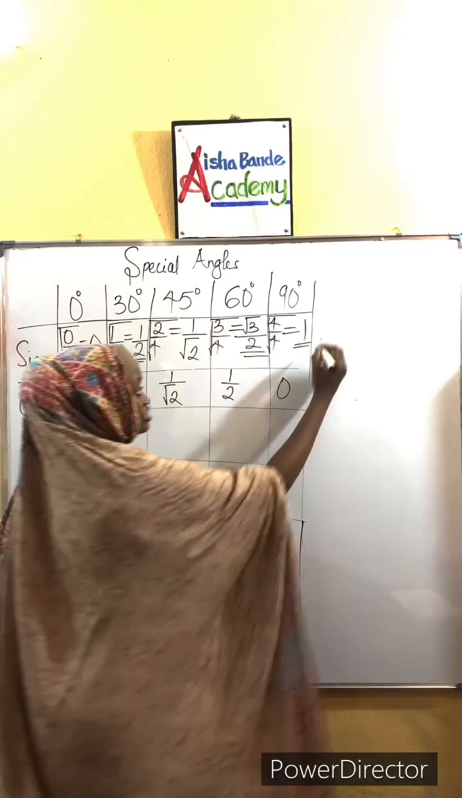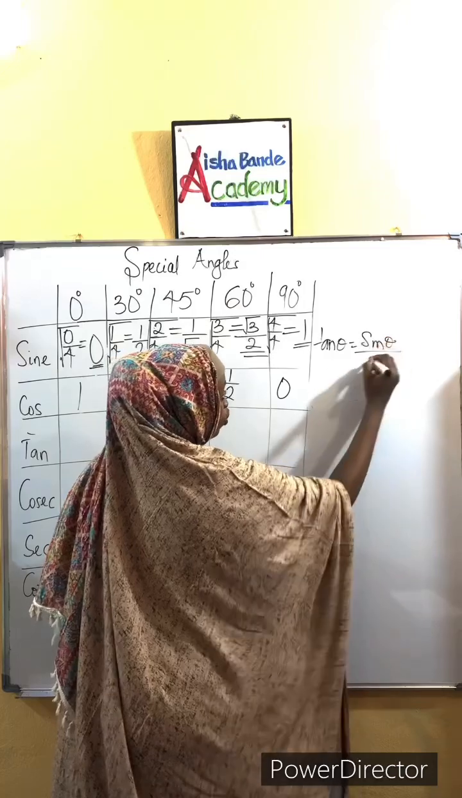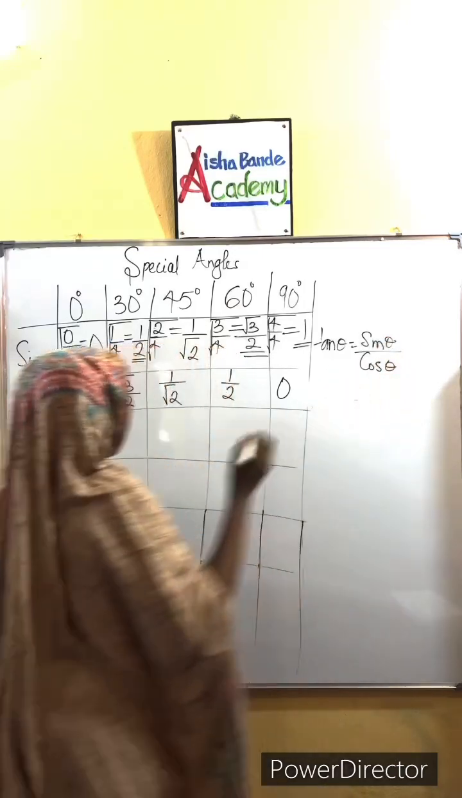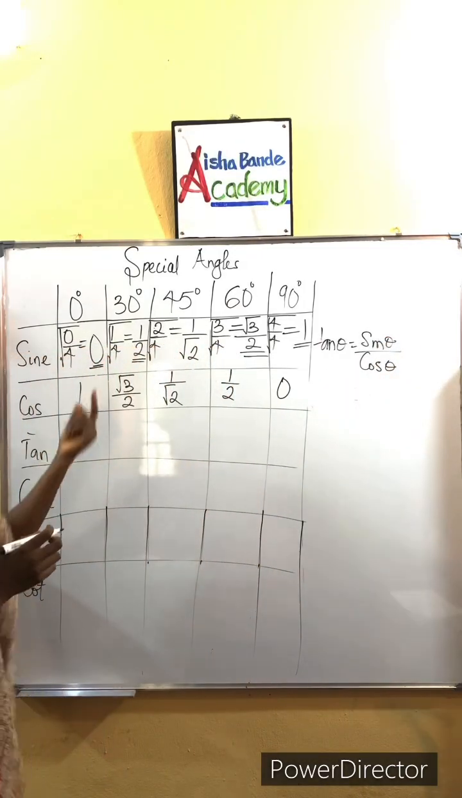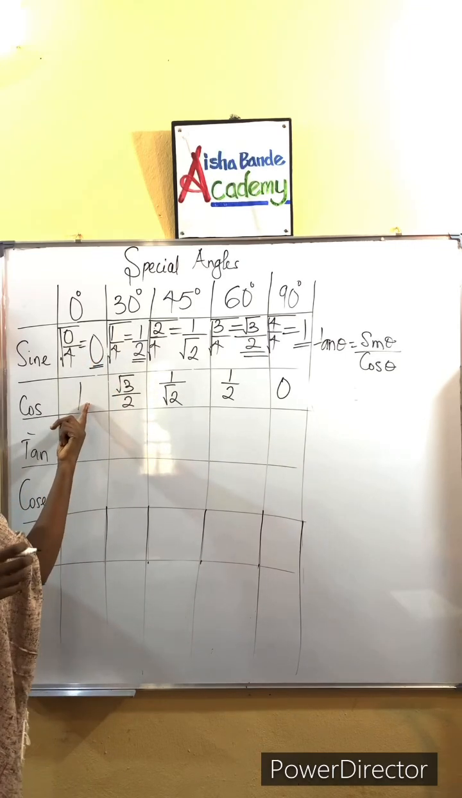So we all know that the formula for tan theta is equal to sine theta all over cos theta. So now for us to get tan, all we need to do is to divide the answer we have for sine by the answer we have for cos.